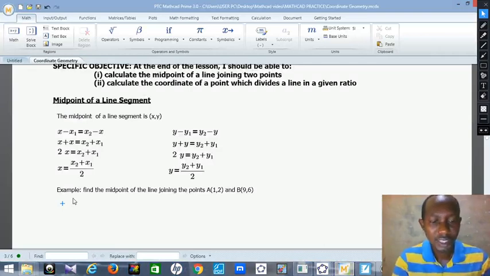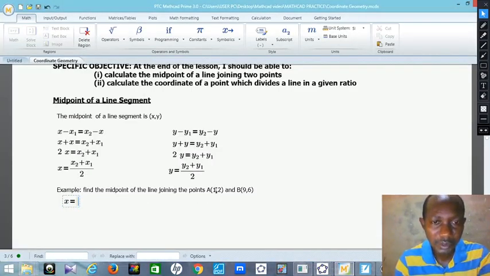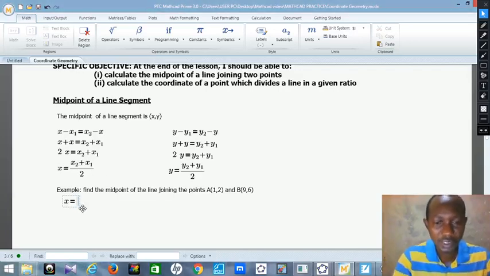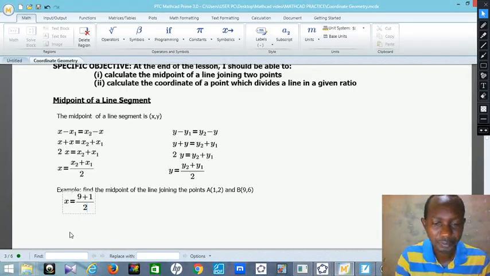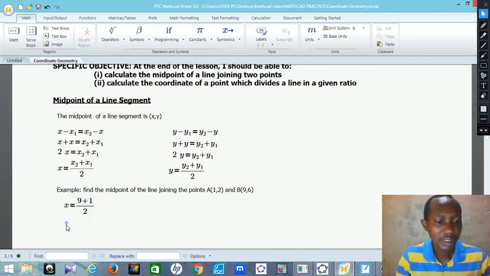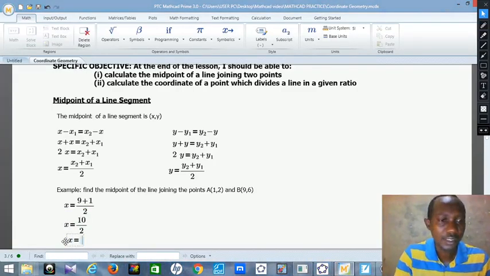So what I will just do is I'll just say x equals to, my first coordinate for x is 1. My second coordinate for x is 9. So I'll just add the 9 plus 1, which is x2 plus x1. Then you divide by 2. That is all. That's all you are doing for midpoint. It's not a difficult thing. Then what is x now? x will now be equals to 10 divided by 2, which is 5. So that is the first result.